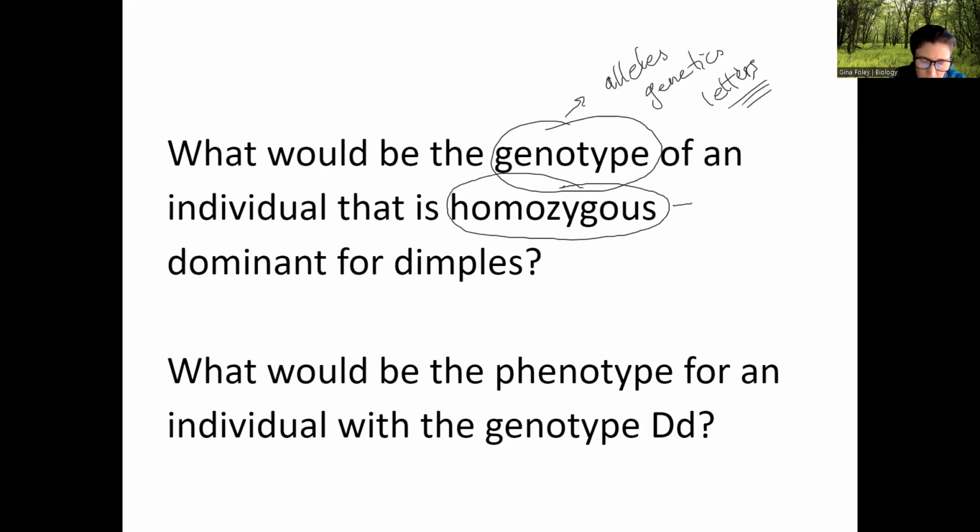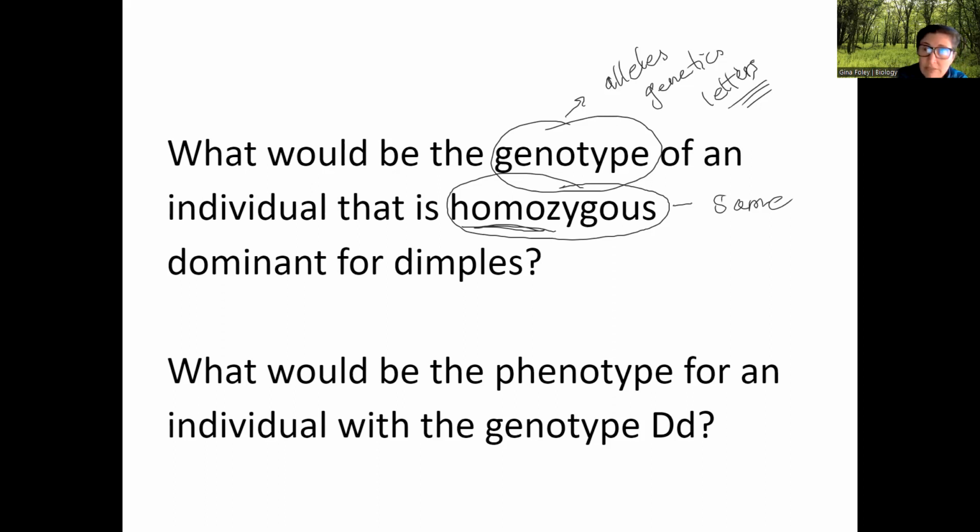We know that homo means same. So the letters have to be the same. Of course they're going to be the same. Like if we're talking about tongue rolling, we're going to use the letter T. If we're talking about earwax, we're going to use an E. But when I say same, I mean, are they both dominant or are they both recessive? So I need a little bit more information here. I can't just leave you hanging with an individual that is homozygous. I guess I could make it a little more challenging, but I generally don't.